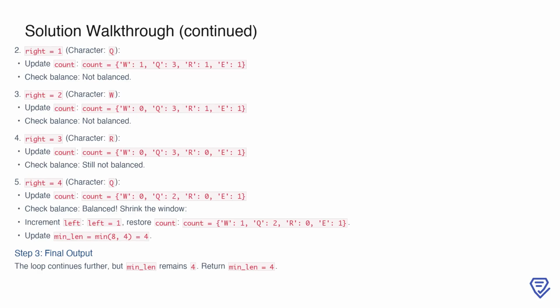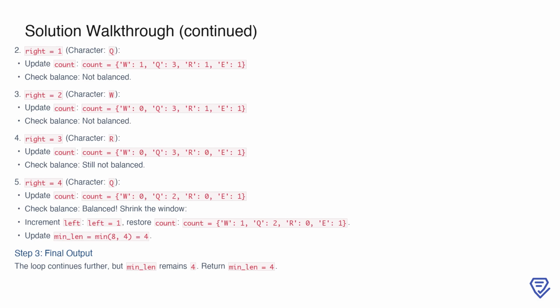At the next step, when right is 1, the character Q is encountered. We reduce its count, resulting in W1, Q3, R1, E1. The string is still unbalanced. Then, as right moves to 2, the character W is processed, reducing its count to 0 and updating the frequency dictionary to W0, Q3, R1, E1. The string remains unbalanced. Next, at right equal to 3, the character R is encountered, and its count becomes 0, leading to W0, Q3, R0, E1. The string is still not balanced.